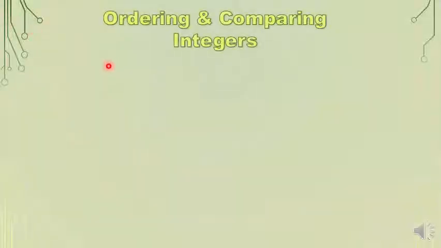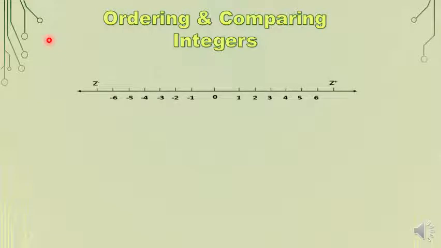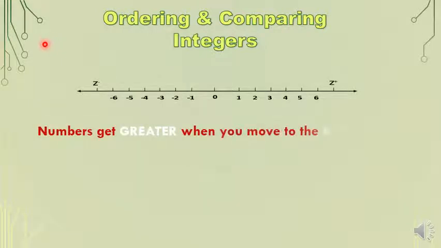Ordering and comparing integers. Here is our number line. Here, numbers get greater when we move to the right. Here, 0, then 1, which is greater than 0, 2 greater than 0 and 1, 3 greater than 2 and 1 and 0, and so on. So numbers get greater when we move to the right.